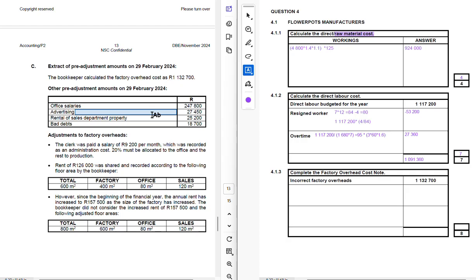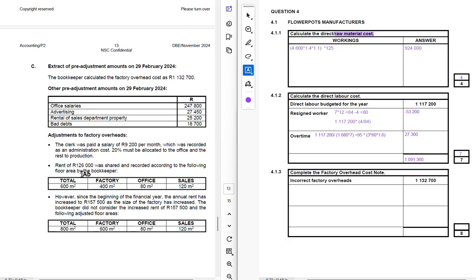Other pre-adjustment amounts on 29 February 2024: we have office salaries, advertising, rental on sales departments, property, and bad debt. So these are our pre-adjustment amounts. Adjustment to factory overhead: the clerk was paid a salary of 9,200 per month, which was recorded as an administration cost. 20% must be allocated to office and the rest to production.